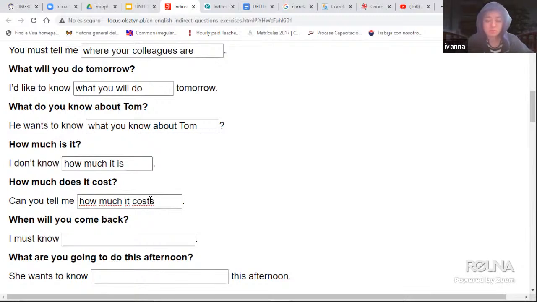Any other question? No more questions? There you go. Like using Ivana's question, for example, can you tell me how much it does cost? That's correct, but it is because you're using the emphasis in this case.